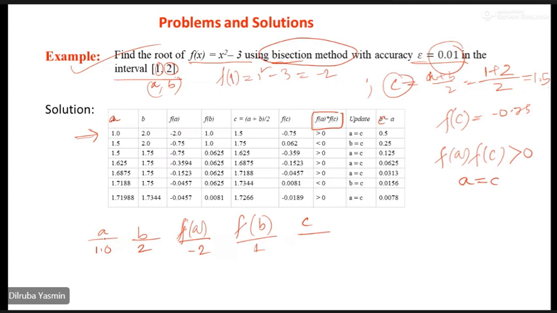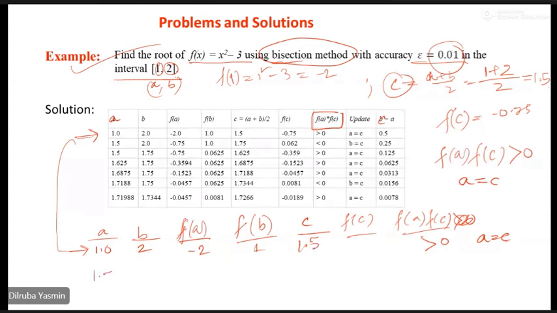f of a times f of c is greater than 0. When you get this is greater than 0, then you have to write a equal to c. That means c should be shifted into the a position. So what is c? 1.5, isn't it? So now a is 1.5 and b should be the same, because we didn't get any other condition for changing the b value. So now your interval is this one, isn't it? That means this given interval will be shrunk.